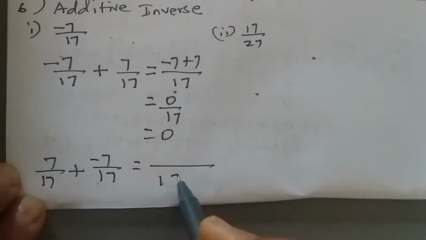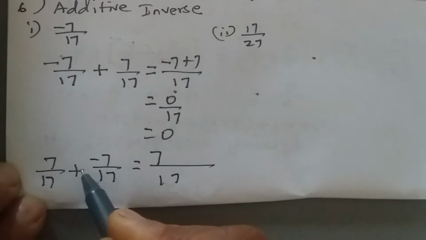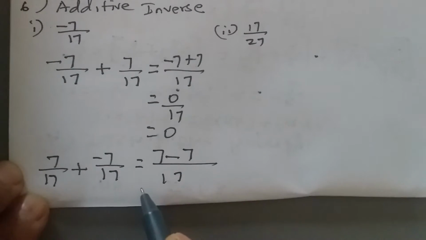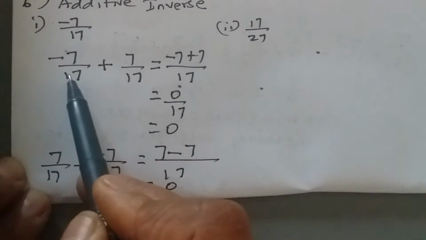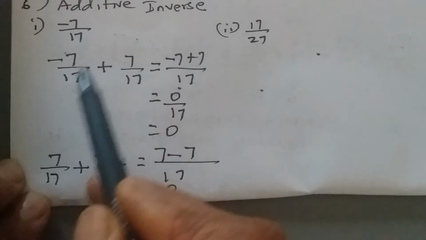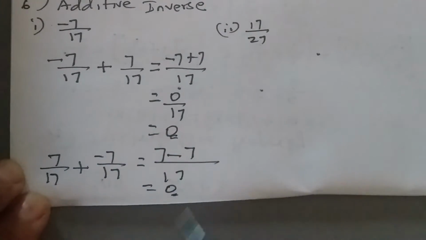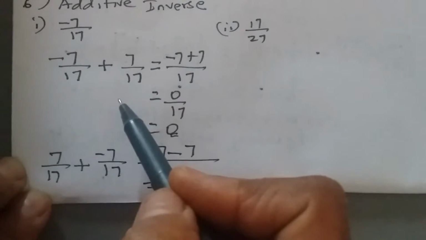So 17 is the common denominator, the numerator is 7 and minus 7, changing two signs into one sign, plus into minus. What is 7 minus 7? It is 0, and 0 by 17 is 0. So whether you add a number to its additive inverse or the additive inverse to the number, we get the identity element 0. So the additive inverse property is true for the first number.